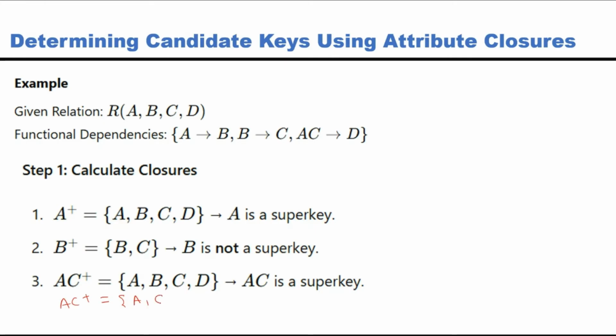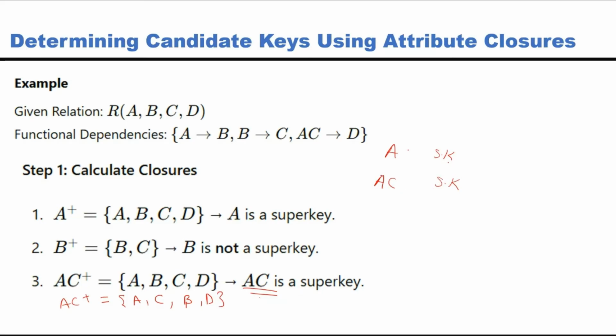Obviously, it will give A and C, and from A it will give B also, and from B it will give C because C is already there. So now you can use it, AC, and AC is giving what? D. Okay, so AC is also becoming what? A super key. So now we have identified A is a super key, and AC is also a super key.